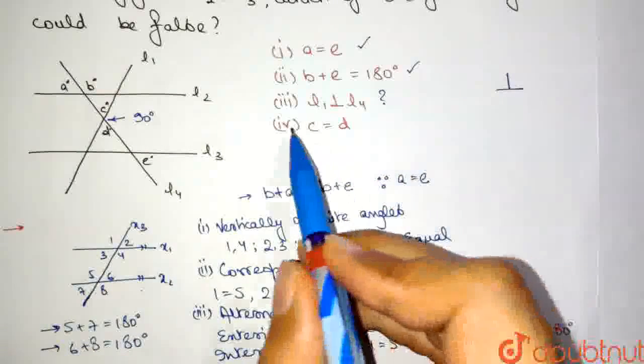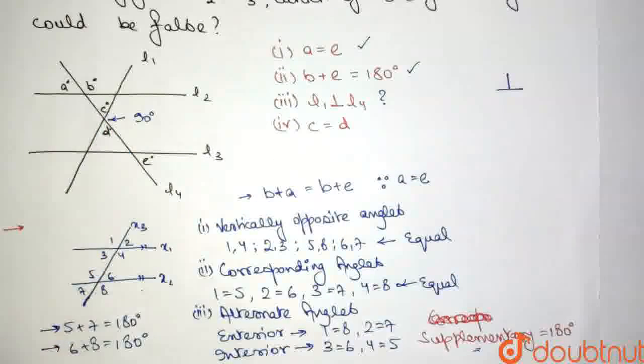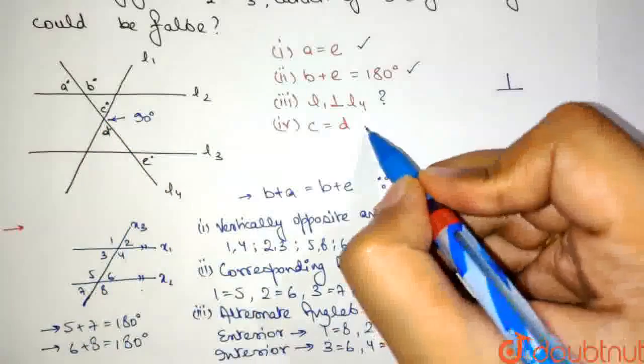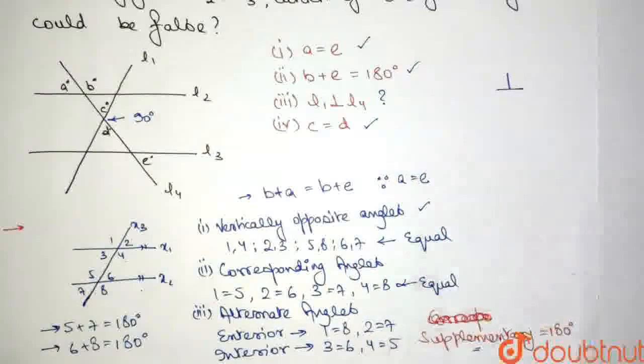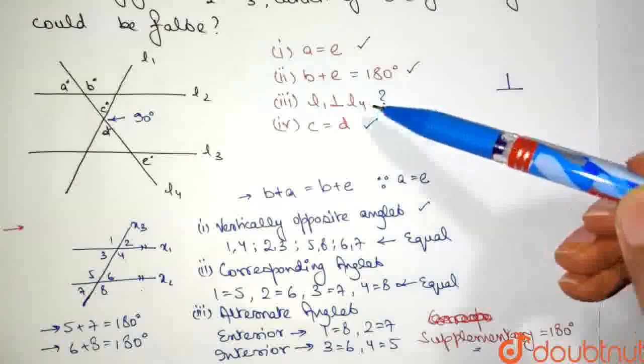And if you look at option 4, it says C is equal to D. So C is equal to D because they are vertically opposite angles. We looked at that right now itself, right? So vertically opposite angles like 1, 4, 2, 3, right? So C is equal to D because they are vertically opposite angles in this case. That means we can say L1 perpendicular to L4 may or may not be true.